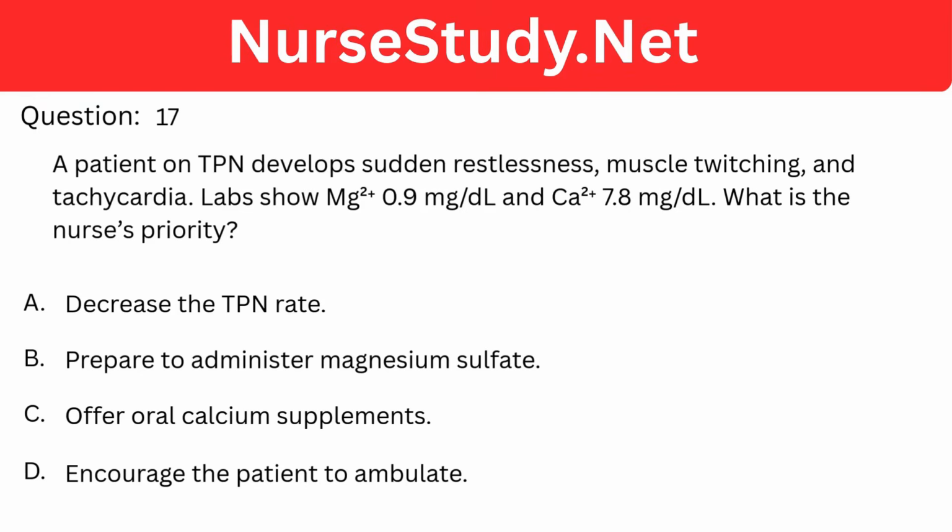Question 17. A patient on TPN develops sudden restlessness, muscle twitching, and tachycardia. Labs show magnesium 0.9 milligrams per deciliter and calcium 7.8 milligrams per deciliter. What is the nurse's priority? A. Decrease the TPN rate. B. Prepare to administer magnesium sulfate. C. Offer oral calcium supplements. D. Encourage the patient to ambulate.